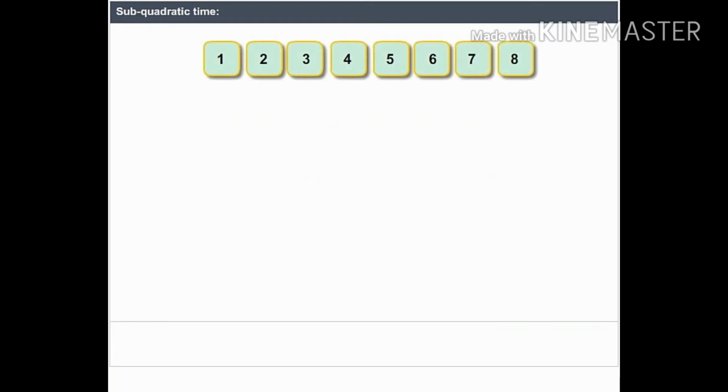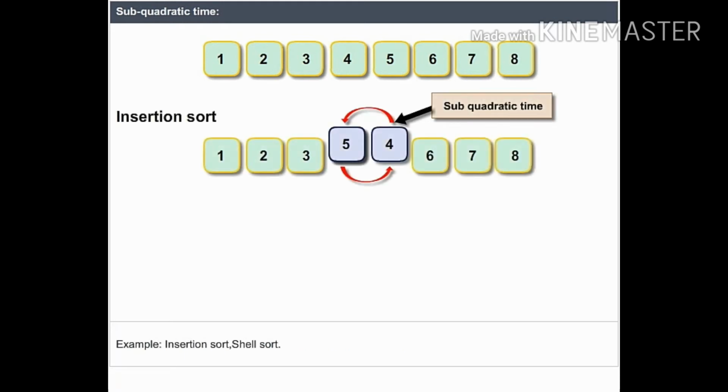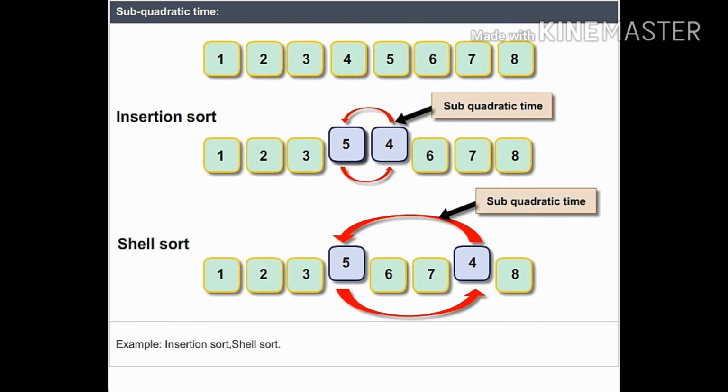Subquadratic time. An algorithm is said to be subquadratic time if T(n) equals o(n squared). Examples: insertion sort, shell sort.